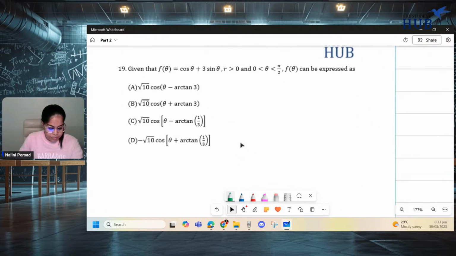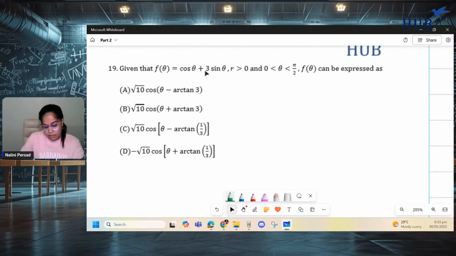Question 19, f of theta is equal to cos theta plus 3 sine theta. R is positive, theta lies within the first quadrant. F of theta can be expressed as. So looking at the answer choices, it's in the form R cos theta, you have either minus or plus alpha, right? Which one would you choose? Would you choose a minus or a plus alpha?